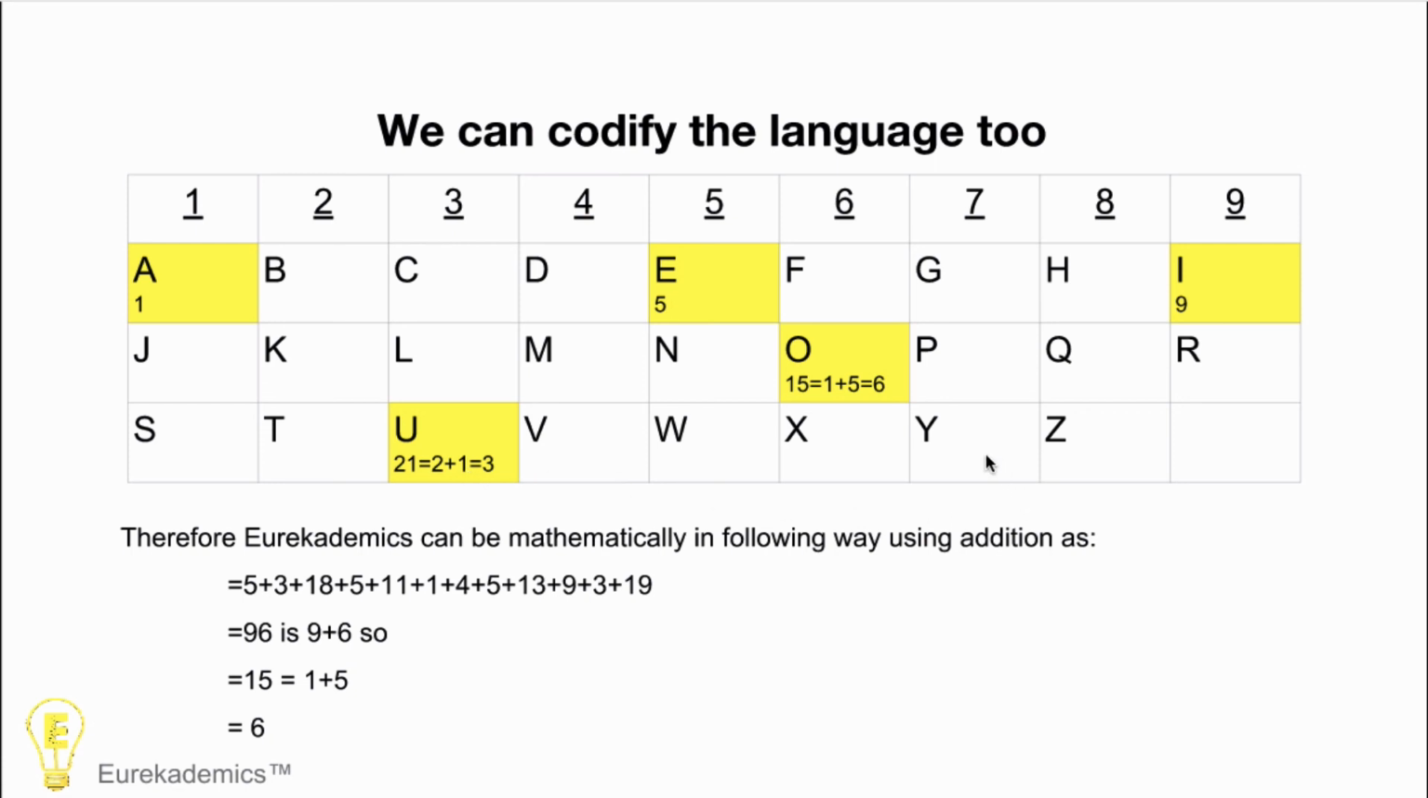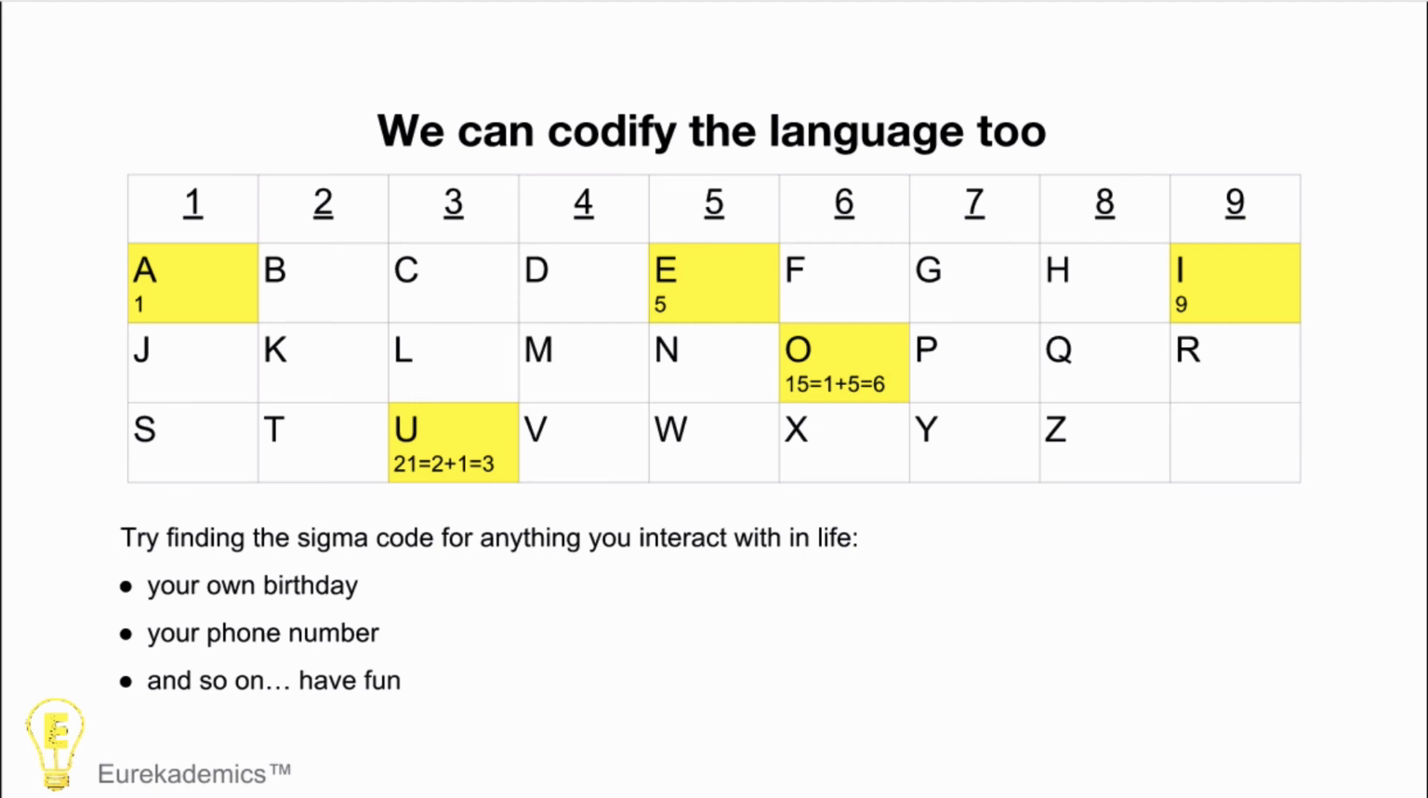So you can use this slide to codify anything in the language world and find the sigma code of it. It's kind of fun. So try this and try to find the sigma code for anything that you interact with in life, such as your own birthday, your phone number, and anything. Have fun, and then if you want, share your ideas in the Facebook group.